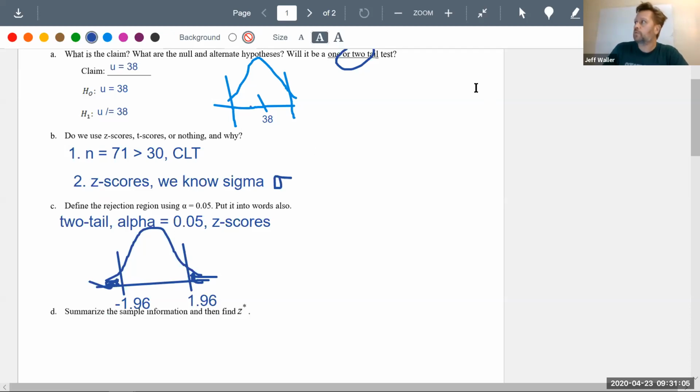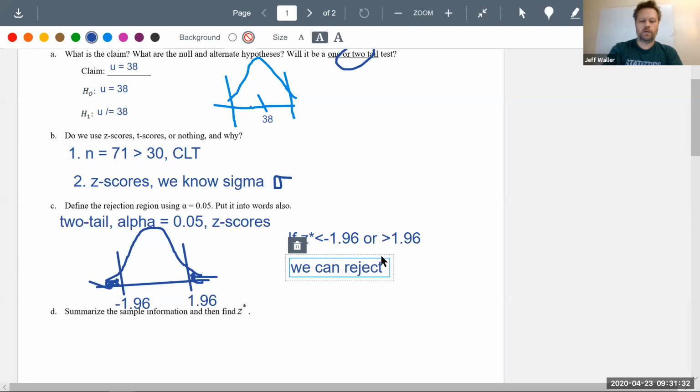That's it. So if my sample z-score, my z star, is less than negative 1.96 or greater than 1.96, then of course we can reject the null, because the null thinks it should show up in here. We can reject the null and support the alternative.